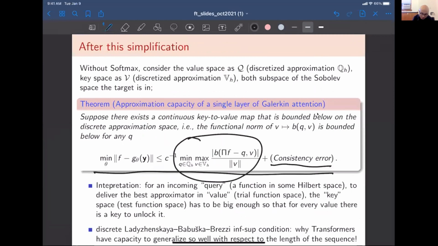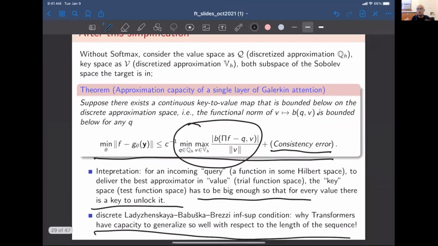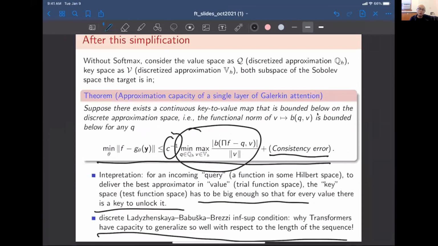And we have a nice interpretation of the key, query, and value. The query is like a function that comes to us and asks, hey, can you approximate me, or give me the best representation in the latent space? Then the query gets matched to the test space, which they call the keys. After the matching, the coefficient determines how we use the value to approximate it. So the value is like our trial function space. Then we can simply use the discrete inf-sup condition to prove this, and this C is our inf-sup constant.